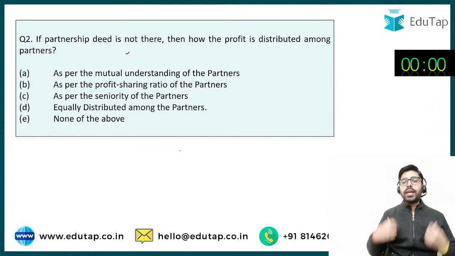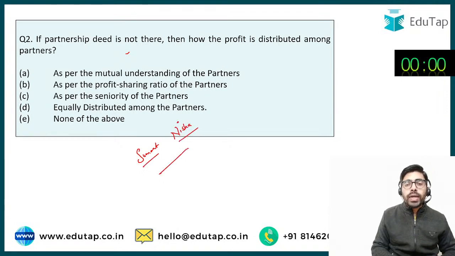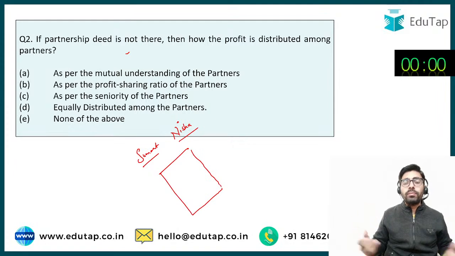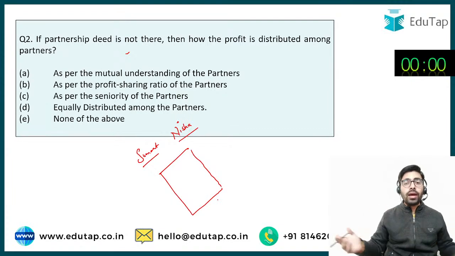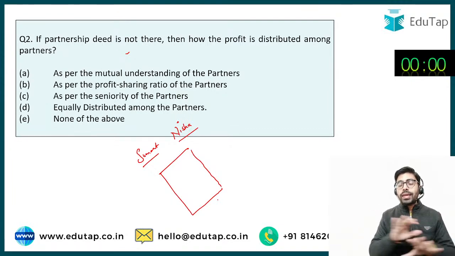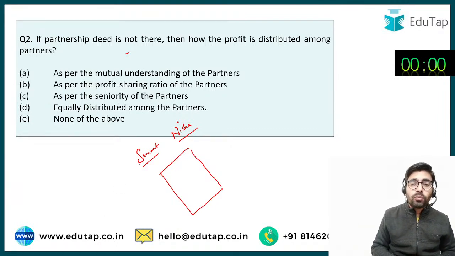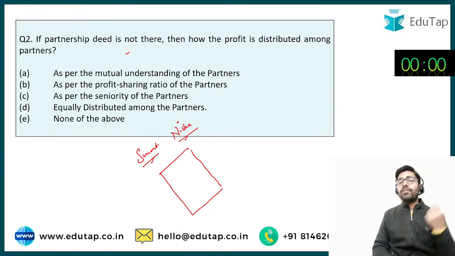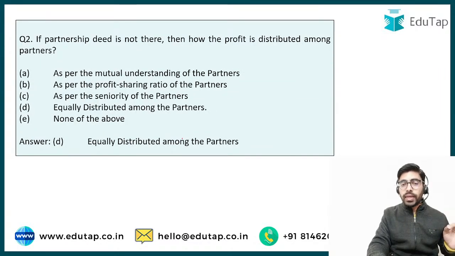For example, if I start a business with Nisha, there are going to be two partners, one me and one Nisha. So now if there are two partners, we would have to make a document in which we talk about the relation between the partners, how we are going to run this particular firm, and obviously how the profit is going to be distributed between Sumant and Nisha in this partnership firm. If we have not talked about the profit sharing, then it is distributed equally between the partners. So Sumant and Nisha would distribute the profit equally if it is not specifically mentioned. So the answer, as we have rightly pointed out, is option D.